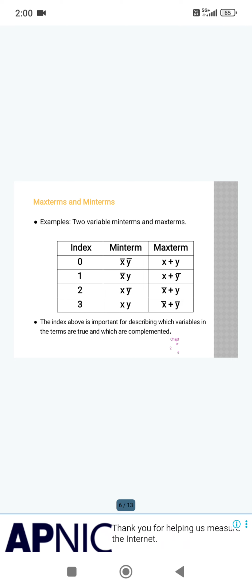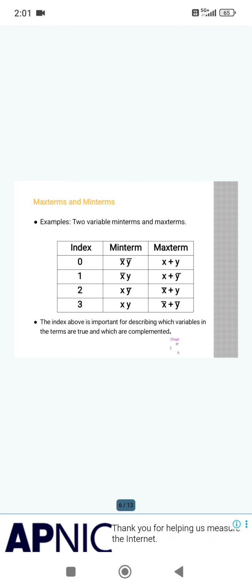Okay, so next 2 means x y bar. At the same time in the maxterm, x is replaced by x bar, dot is replaced by plus, y bar is replaced by y. Okay, 3 in minterm means x dot y. At the same time the maxterm is x bar plus y bar.